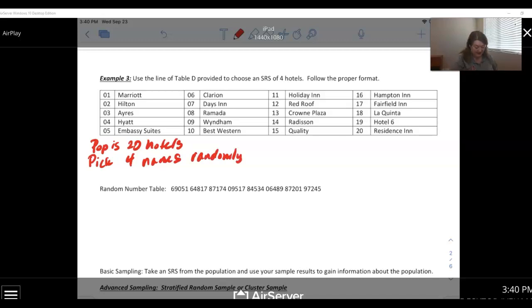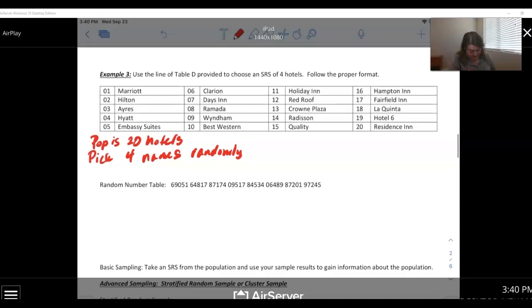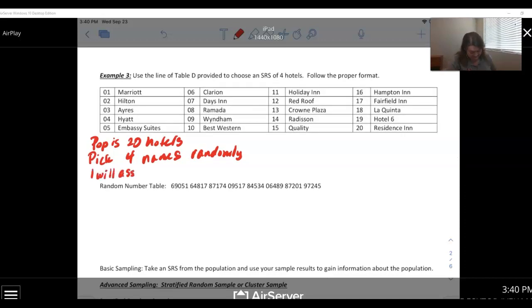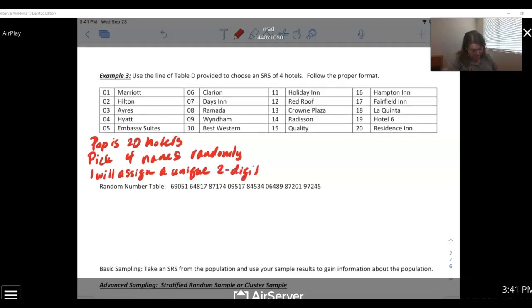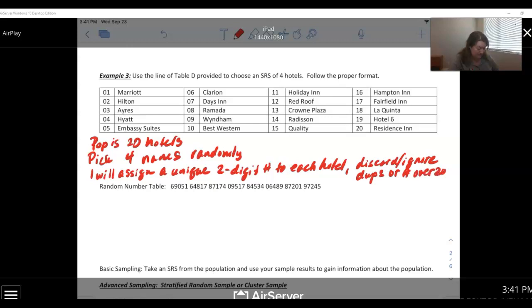Okay, and then we want to tell them how. So we're going to assign numbers to those. So I will assign a unique, how many digits? I can't get away with 1, right? Not if there's 20. So I'm going to have to use 2-digit numbers, a unique 2-digit number to each hotel. And again, they've already kind of numbered it for us. So as long as I use Marriott as 01, it's still a 2-digit, right? And I will discard or ignore any duplicates or numbers that are over 20.